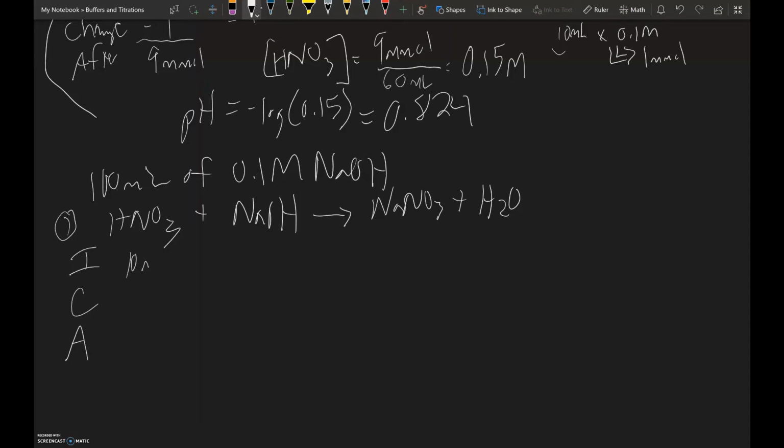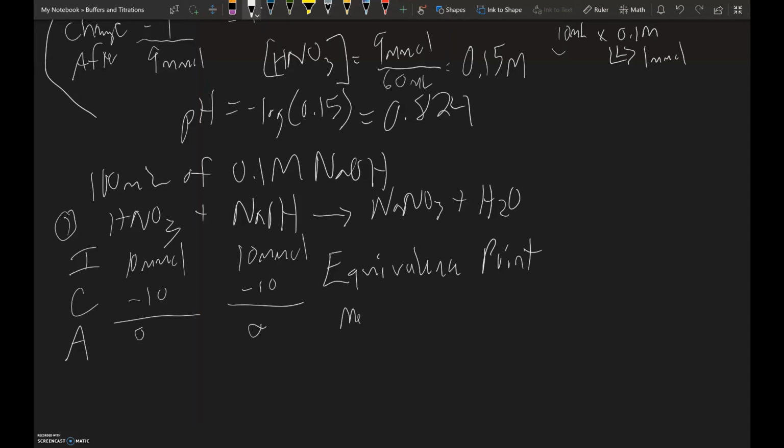So we have 10 millimoles of the HNO3. We're going to do 100 times 0.1 for the sodium hydroxide, and that also gives us 10 millimoles. So you can see we're at a point where now we have equal moles of acid and base. If you remember anything from previous classes, we are at what is called the equivalence point. The equivalence point is where the moles of acid are equal to the moles of base. So we're essentially neutralizing all the acid in the solution.